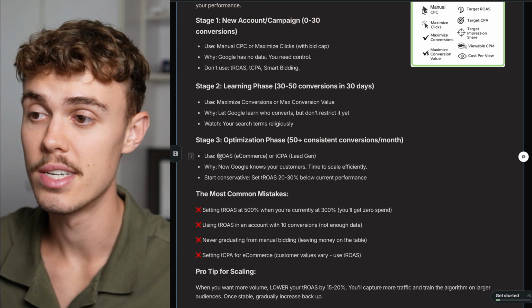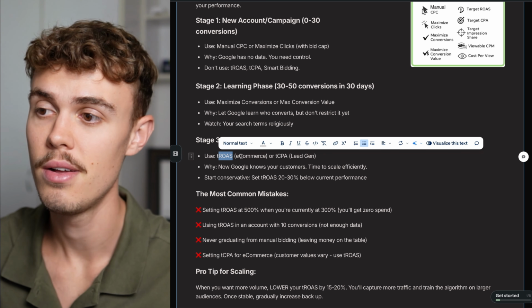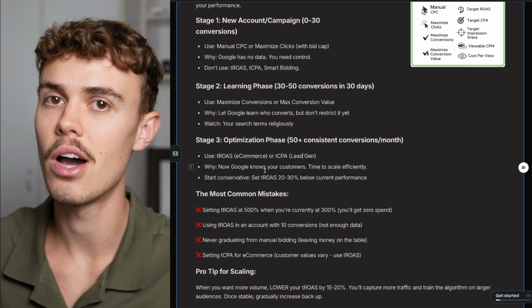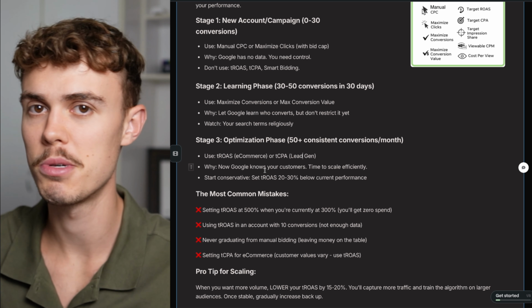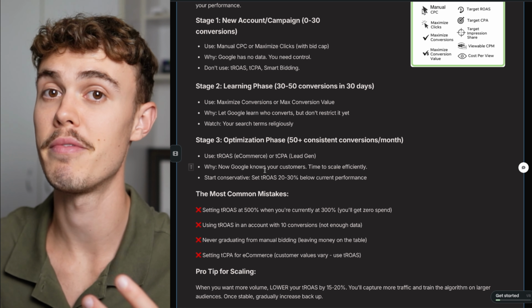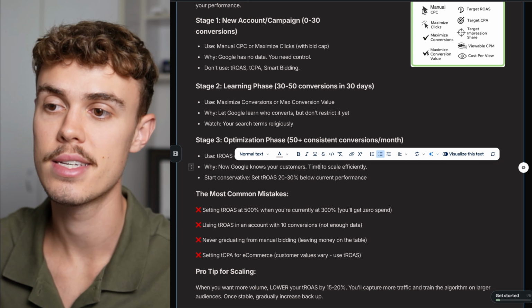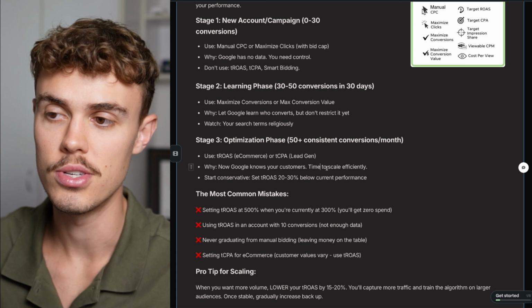What this lets you do is set a target ROAS or a target CPA, ROAS for e-commerce, TCPA for lead gen. And what it does is basically guide Google, telling it you're trying to get a specific ROAS or specific CPA, so a specific efficiency. And at this point, Google knows your customers well, and you can scale efficiently when you introduce these targets.